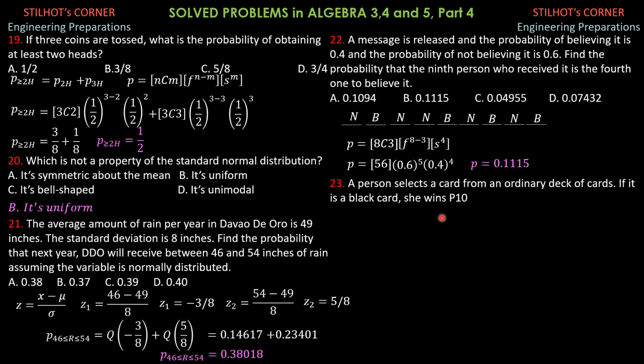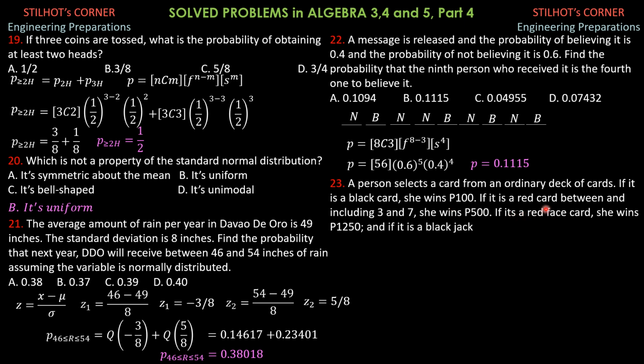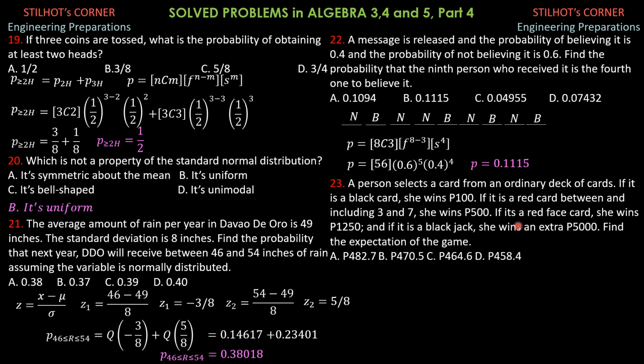23. A person selects a card from an ordinary deck of cards. If it is a black, she wins 100 pesos. If it is a red card, between and including 3 and 7, she wins 500 pesos. If it's a red face card, she wins 1,250. And if it is a black jack, she wins an extra 5,000 pesos. So find the expectation of the game.